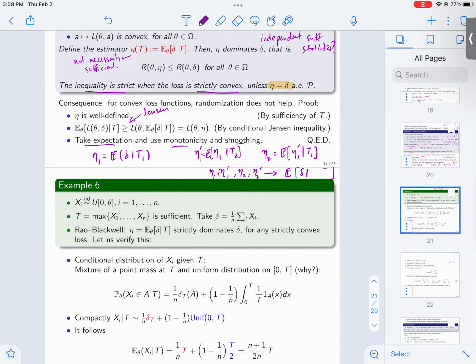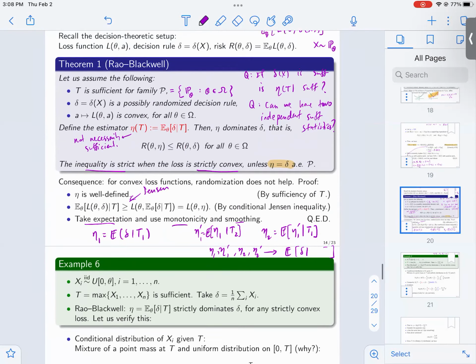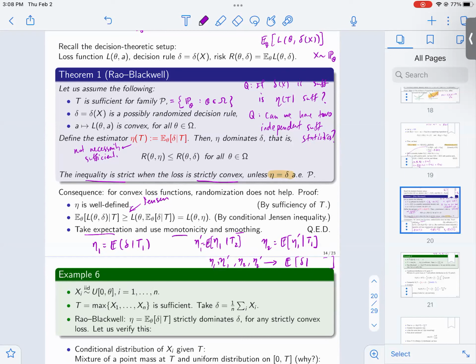Questions? Yes. What exactly do you mean by delta being a randomized decision? Oh, that's good. I actually forgot to mention it. So what do you guys think? What do you mean by delta being a randomized decision? This holds for all decision rules, but it also holds for randomized decision rules as well. Instead of being exactly a function, it's like a distribution, a probability measure instead of a function.